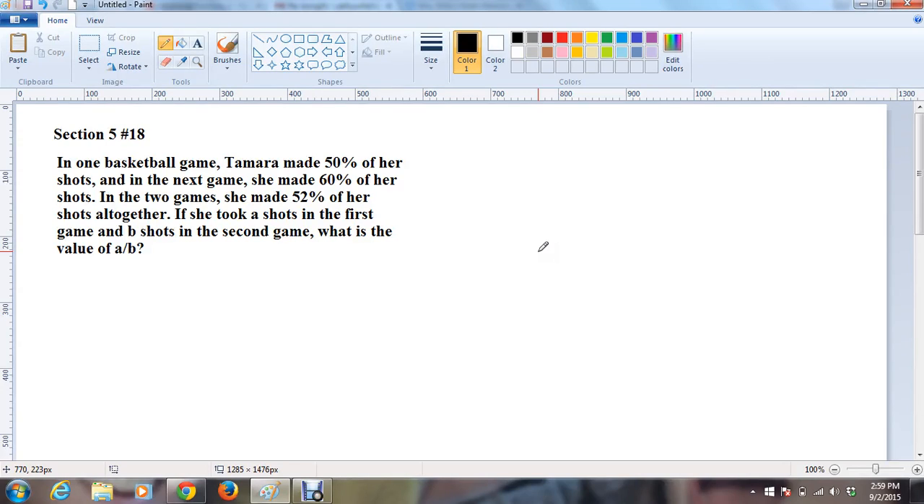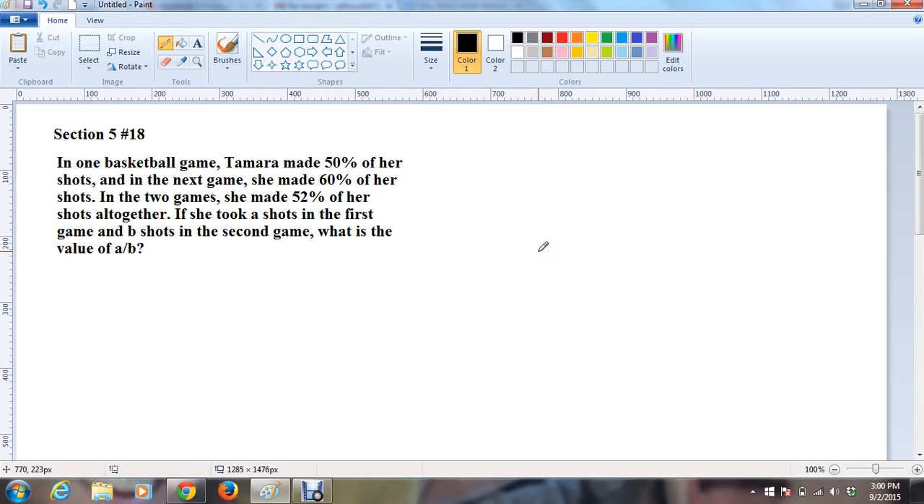Okay, this is section 5, number 18 from our diagnostic test that we've been working on in class. And this problem says, in one basketball game, Tamara made 50% of her shots, and in the next game, she made 60% of her shots. In the two games, she made 52% of her shots altogether.